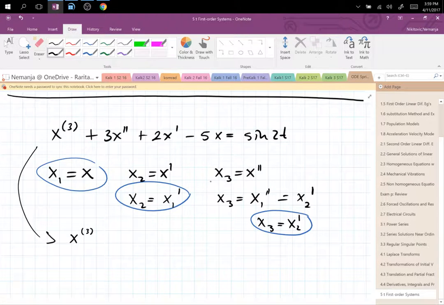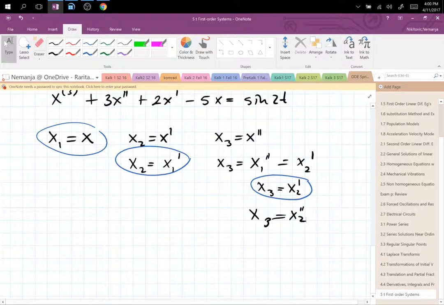So, actually wait, we don't need it, right? I have x1 prime, x2 prime, and then x3 prime, which would be the double derivative. Okay, so x3 prime is x double prime 2. I think that's it.